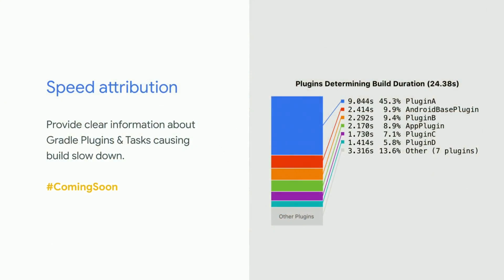But that's not all. We know that many of you use additional custom Gradle plugins, and we want to help there too. So for that, we're working on a build speed attribution tool in Android Studio. The goal is to help you understand which plugin and which task are actually affecting your build speed most, and what you can do about it. Because sometimes you're using a plugin that we don't write, so we want to help you tell the plugin owner, if it's you or someone else, what's going wrong and what they can do to help. And this will be in Android Studio very soon.